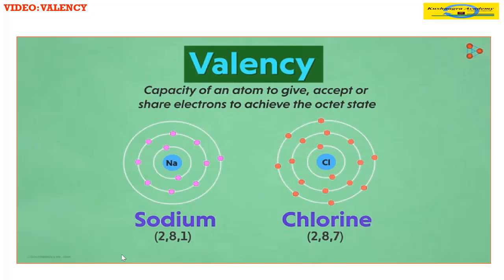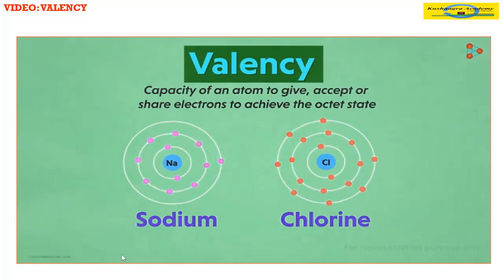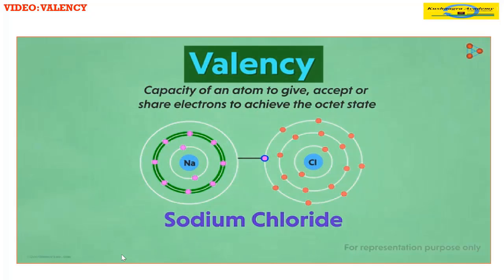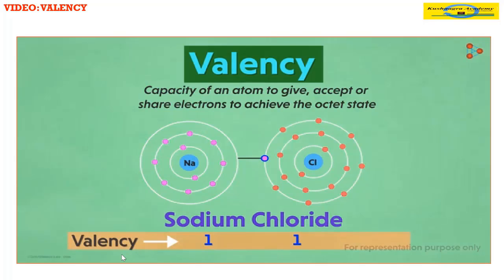Before I tell you what happens, I want you to give it a shot. What do you think will happen? Doesn't this indicate that sodium will donate one electron and chlorine will accept one electron to complete their respective octets? Yes, that's absolutely correct. And that is what helps in the formation of the sodium chloride molecule. Chlorine needed one electron, which it got from sodium, and sodium gave one electron as it was the easiest way to achieve stability. So the valency of both sodium and chlorine is 1.